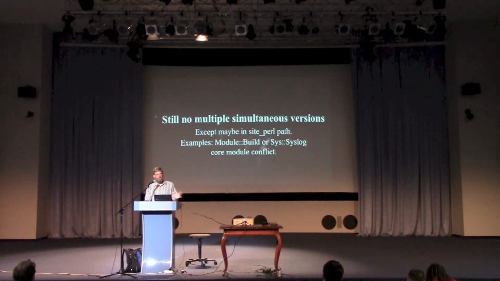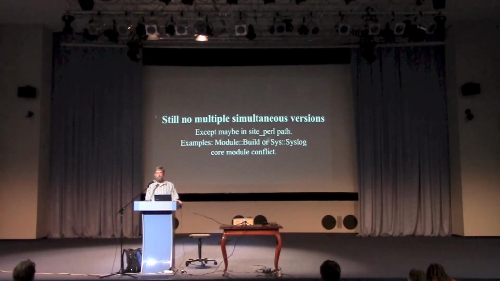RPMs, all the things I've talked about, still don't provide a way to have multiple versions of the same CPAN module installed at the same time. Now, you can work around that by forcing your newer version to install in a different place in the @INC path, like site-perl.